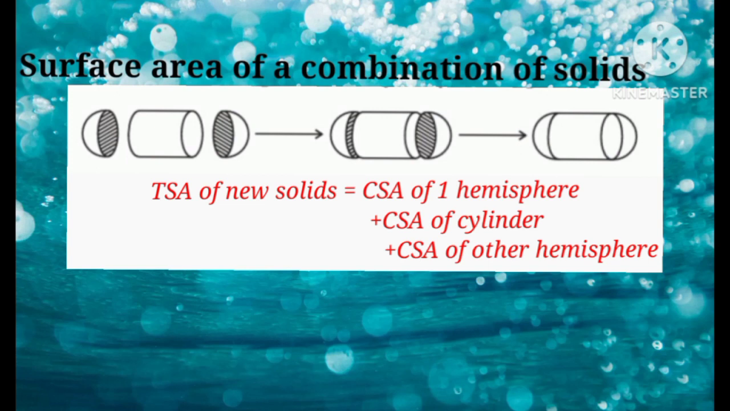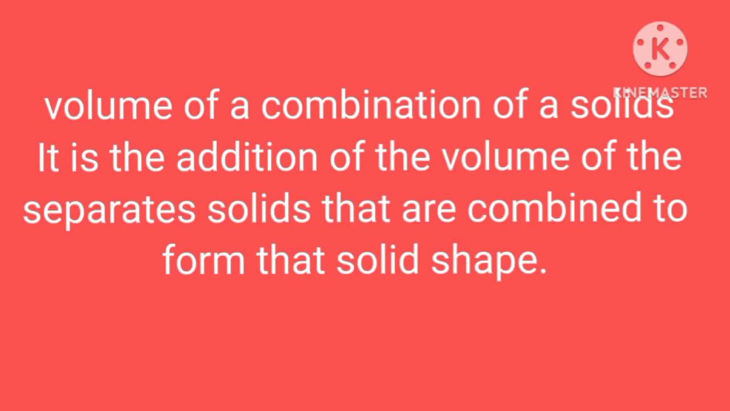So the total surface area of the new solid is the sum of the curved surface areas of each of the individual solids. TSA of new solid is equal to CSA of one hemisphere plus CSA of cylinder plus CSA of other hemisphere. Let us discuss the volume of a combination of solids. It is the addition of the volumes of the separate solids that are combined to form that solid shape.